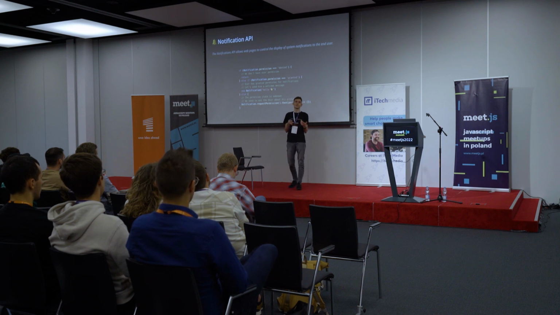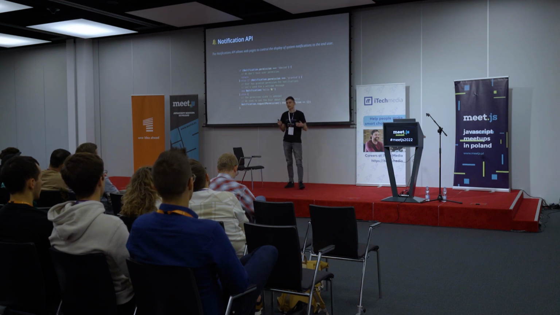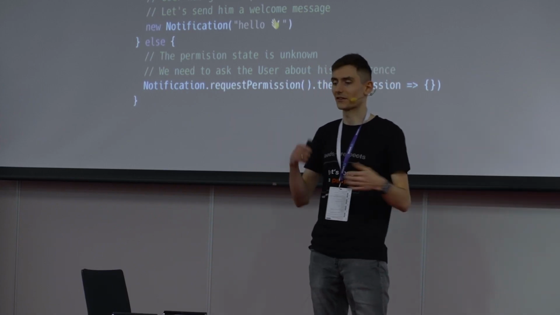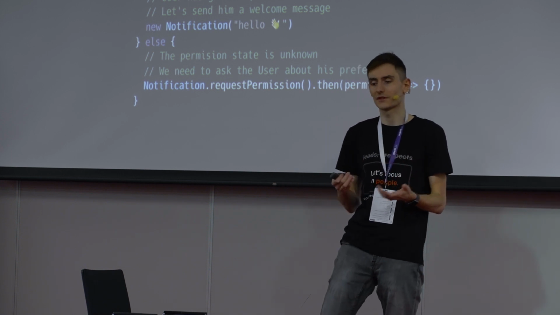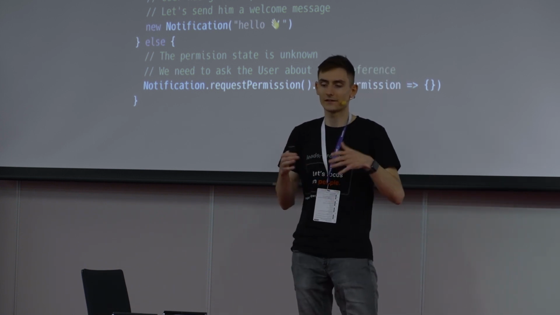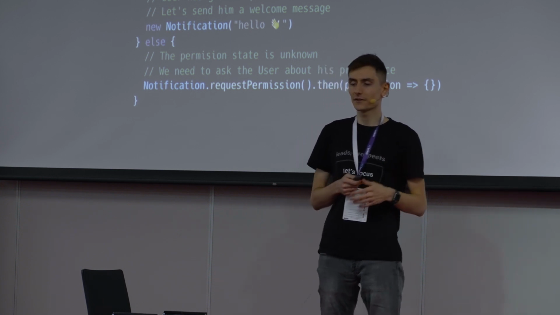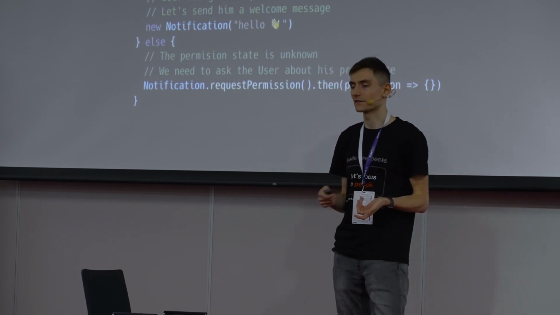For example, the simplest way from the application itself is just creating a new notification object with the title and optional options. And just calling this constructor will make the notification appear. So we don't actually need to use the internet or send any requests to simply show a notification. We can do it directly from the application. And if it is neither denied nor granted, it means that it is unknown.